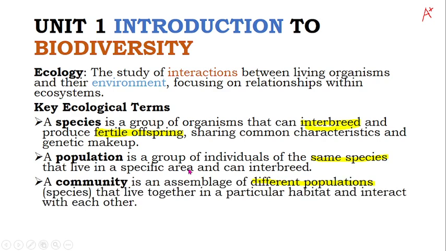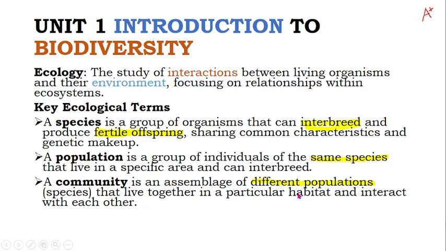When you come to community, you are going to combine many things. Community is a group of organisms from different species. The species are different, and they are living in a particular place at a given time. Let me have a look at this definition here. It is an assemblage of different populations or species that live together in a particular habitat and interact with each other.